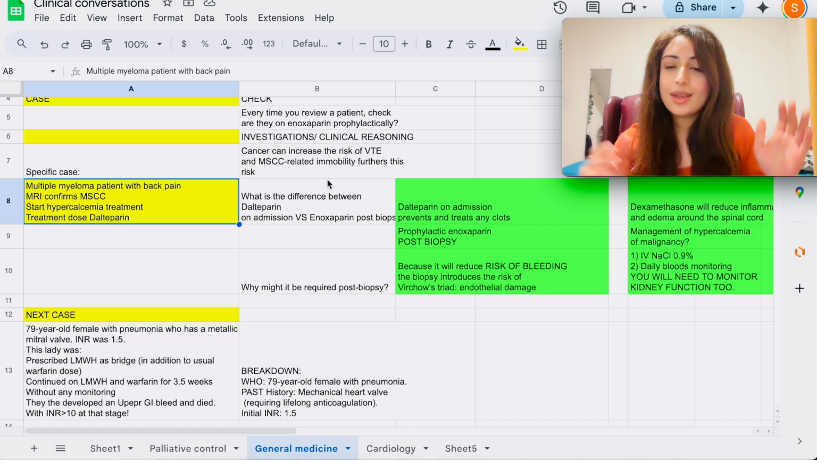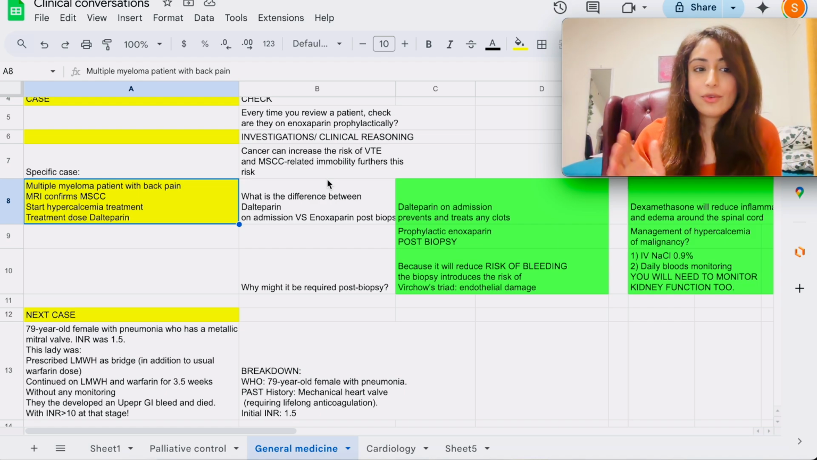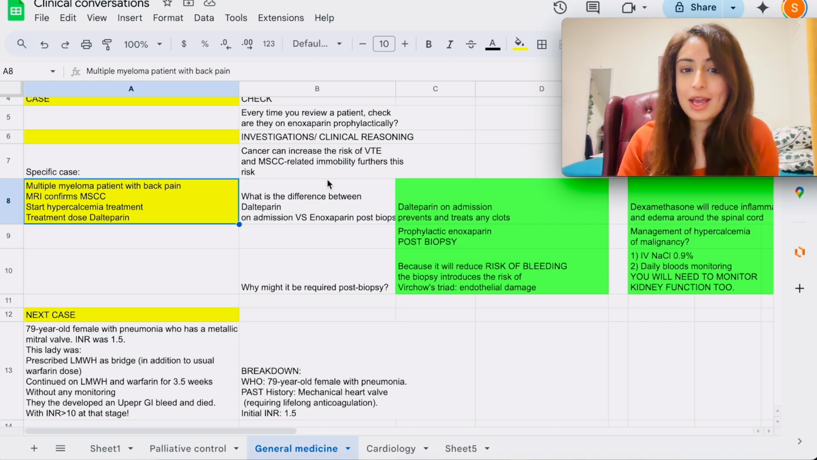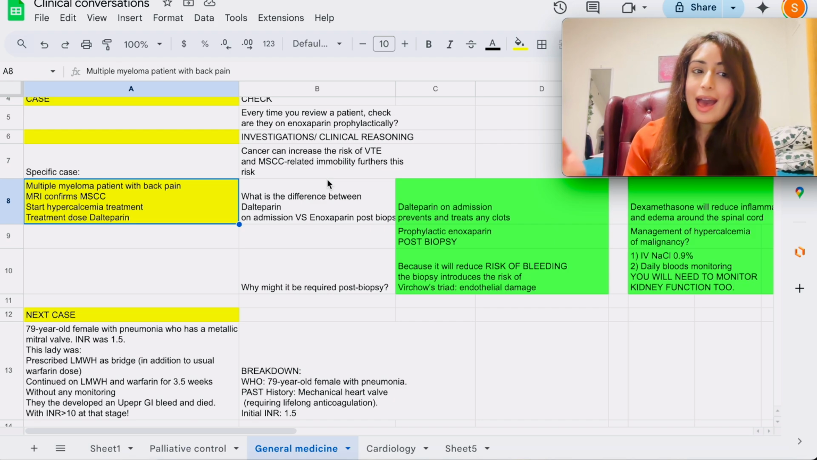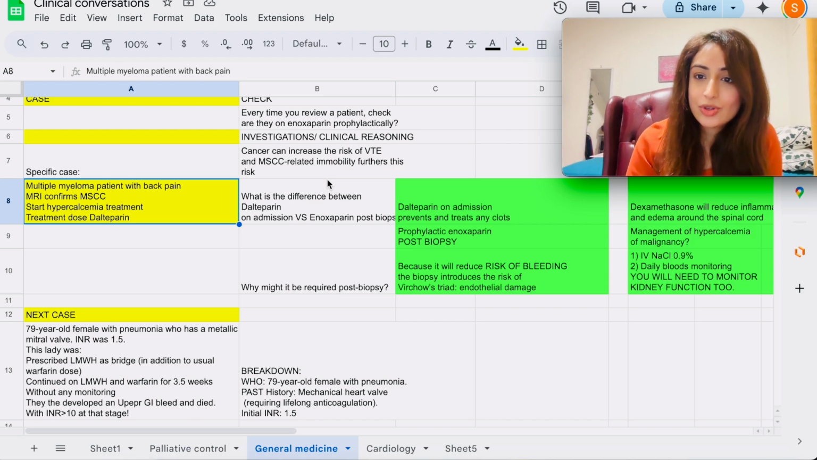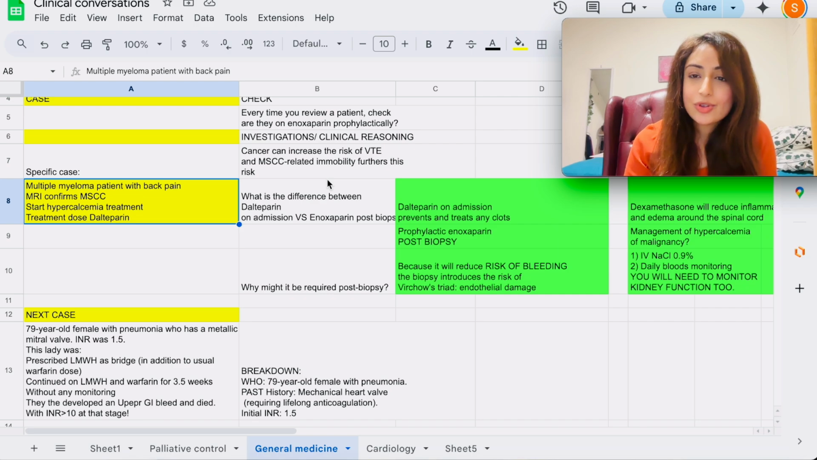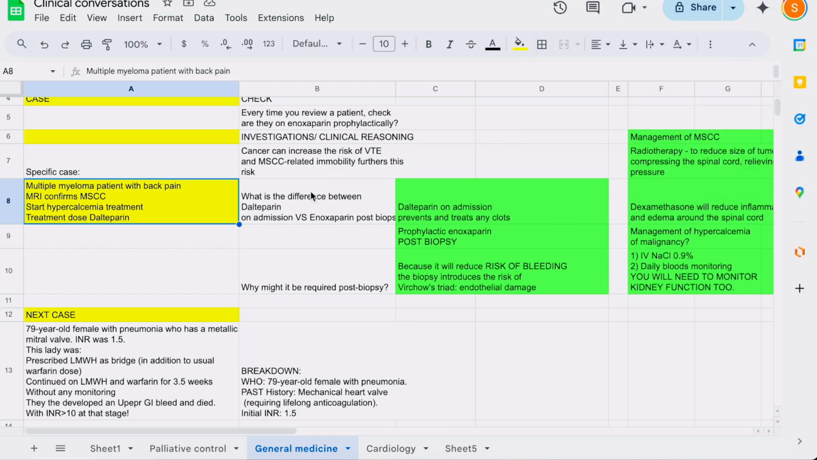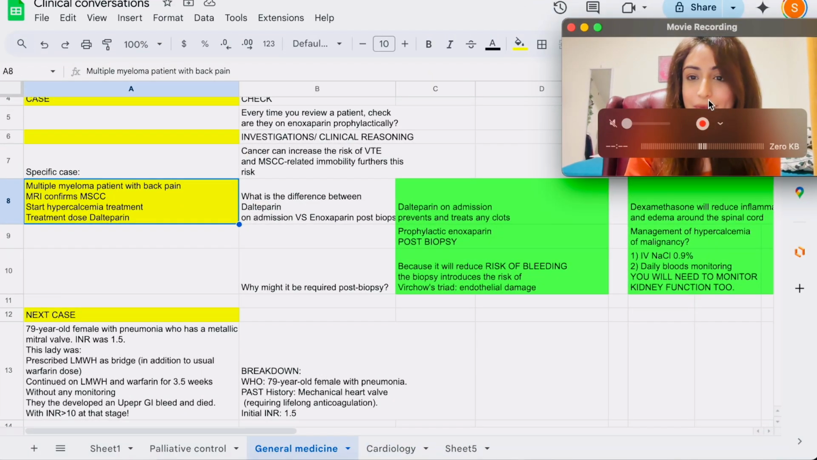Okay. Now we have a case. It's a 65-year-old with multiple myeloma who has back pain, and MRI has confirmed that they do have MSCC, metastatic spinal cord compression. You are going to start hypercalcemia treatment for this patient, and you're going to give them treatment dose dalteparin. So, what is the difference between giving dalteparin on admission versus enoxaparin post biopsy? These are two different questions.